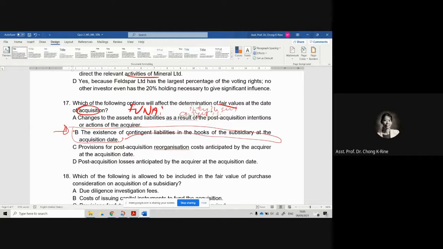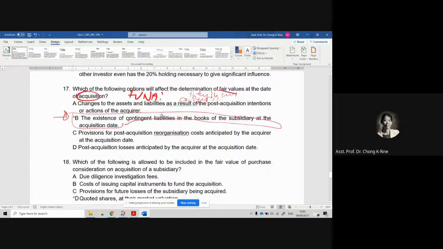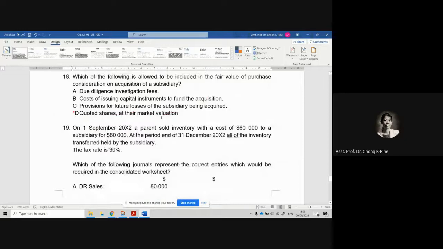Okay. So let's look at question number 18.